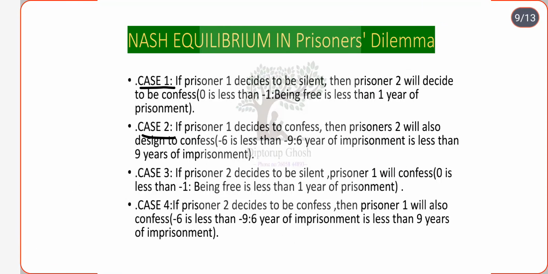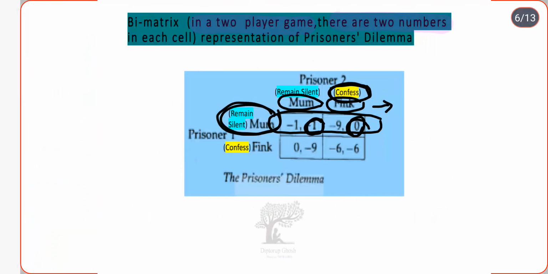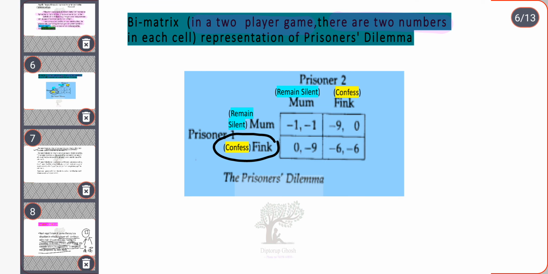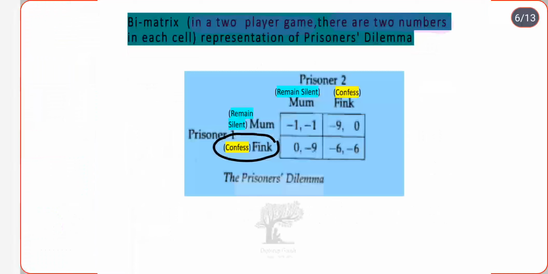Similarly for case 2, if prisoner 1 decides to confess, what will happen? If prisoner 1 decides to confess, this was the case, right? Prisoner 1 was deciding to confess. Now, these are the two matrices available. These are the two strategies that are available. Now, two options are there for prisoner 2. He may select mom, he may select fink.